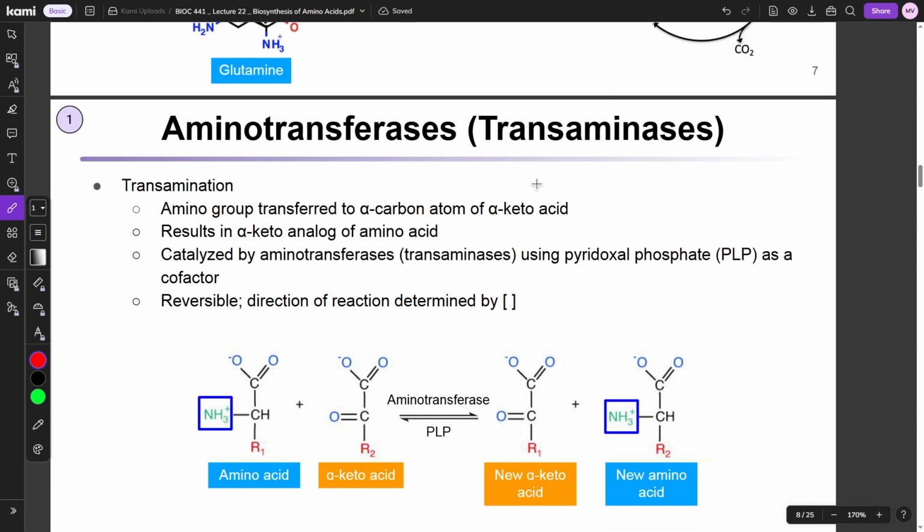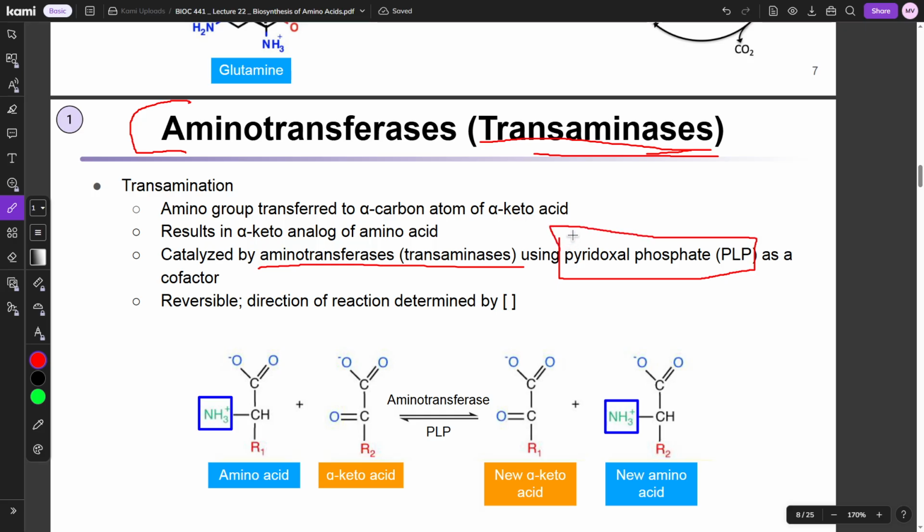And the way that we do that is through these proteins called aminotransferases or transaminases. What they do is they basically just take the carbonyl group of an alpha keto acid and switch it out for an N. And yeah, it's catalyzed by these guys, and they use PLP as a cofactor.